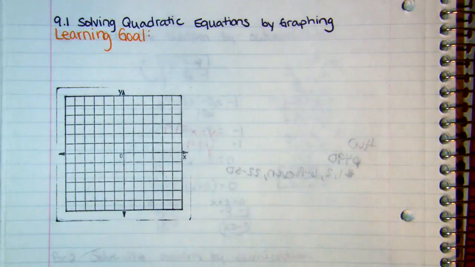Here we are starting chapter 9. Chapter 9 is about solving quadratic equations. Our first section is going to be doing it with graphing, and then we're going to have a couple other methods that we use, using square roots. I can't remember what the other one is, but completing the square. A couple of other methods that we're going to use to solve a quadratic equation.